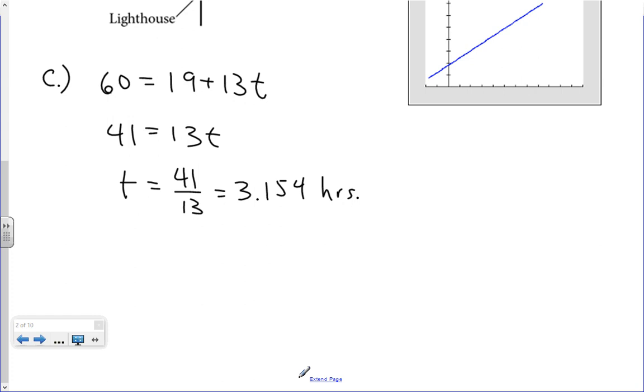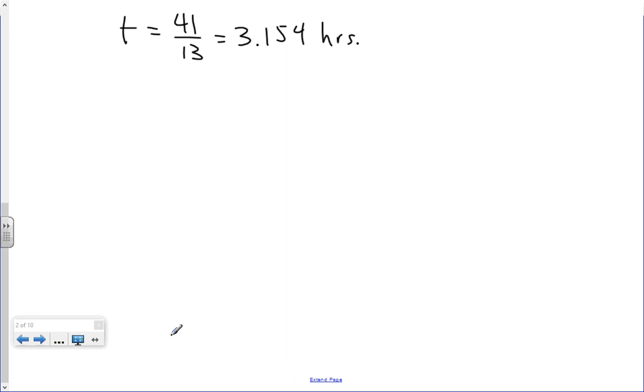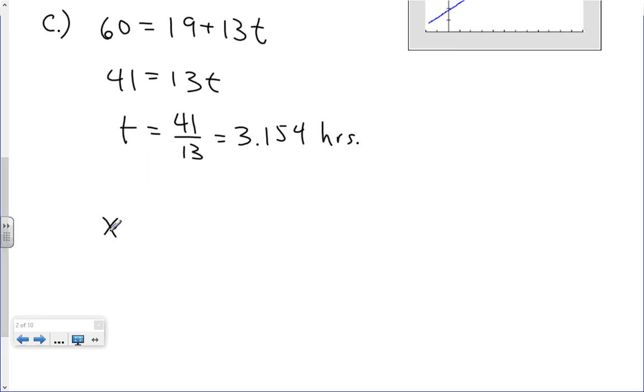Now the second part of that question said not only predict that, but then how far east or west of the lighthouse will you be at this time? So now east or west, that's my horizontal direction. That's my x direction. What I need to do is take that value of t and plug it into my equation for x. So let's do that. So I have x is equal to, your equation for x was negative 43 plus the, what was it, 21? Yeah, 21 times our value of t that we just came up with here. I'm going to write it as 41 over 13.